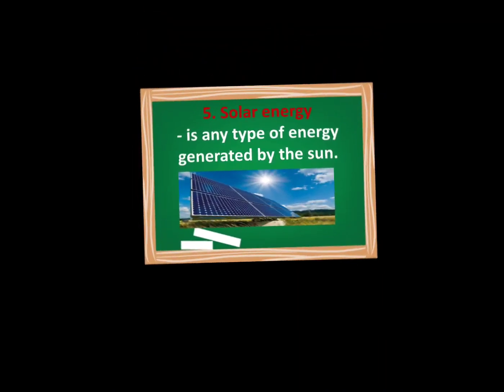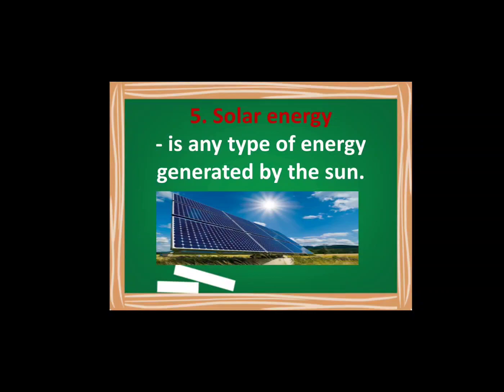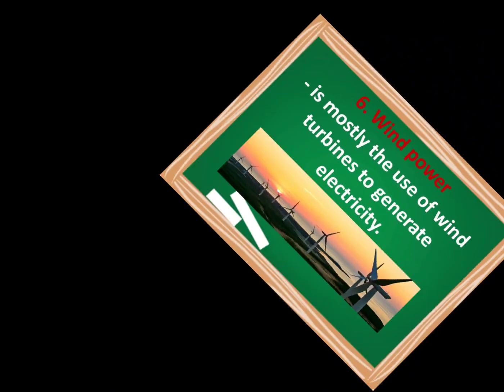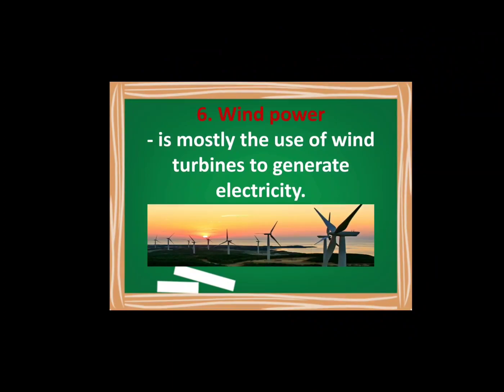So the fifth source of electricity is solar energy, which is any type of energy generated by the sun. So if it is a type of energy generated by the sun, it is solar energy. Okay. So the sixth source of electricity is wind power. When we say wind power, it is mostly the use of wind turbines to generate electricity. One example of this is the windmill in Ilocos.